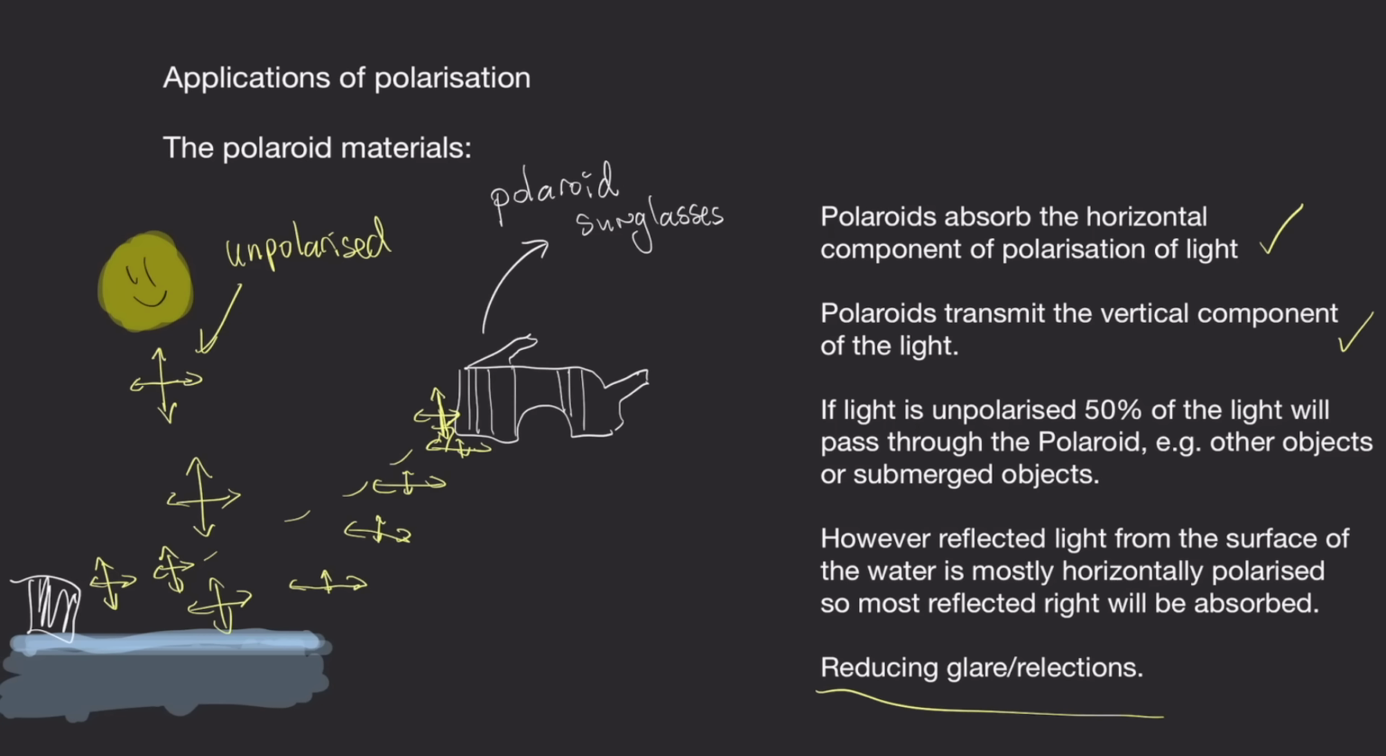Please note that in some questions you may be given a Polaroid that has been rotated, so the horizontal and vertical direction may change on the question, so please read the question really carefully. But in this case, it absorbs the horizontal component. The Polaroid transmits the vertical component. If light is unpolarized, 50% of the light will pass through the Polaroid. The reflected light is mostly horizontally polarized, so most of the reflected light will be absorbed, reducing the glare and the reflections.